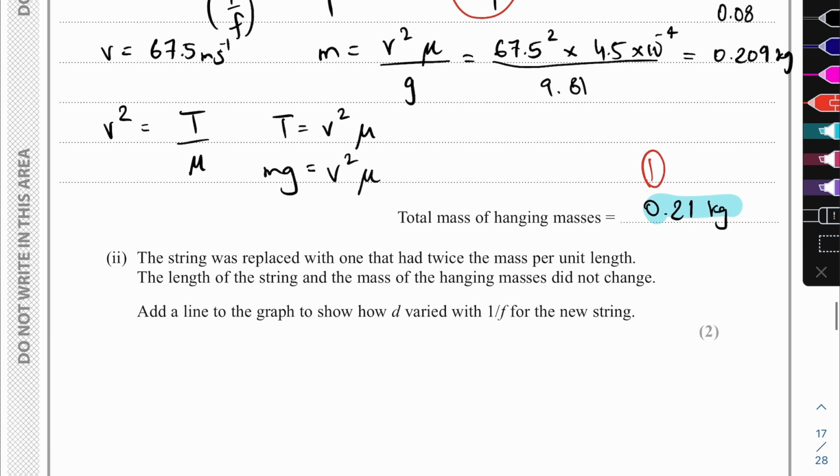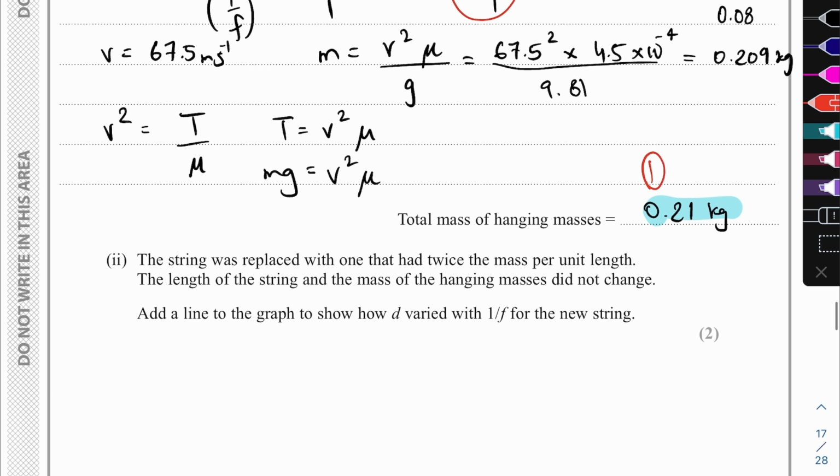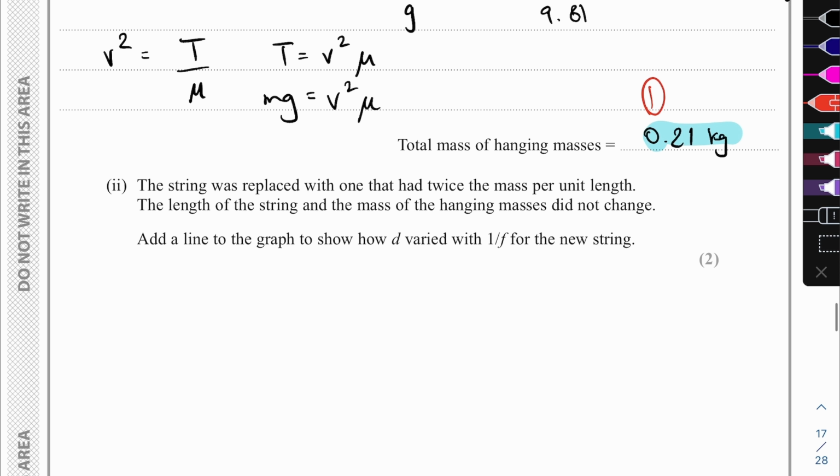Next, the string was replaced. So the string is now replaced with one that had twice of mu. The length of the string has not changed, so they're the same. Add a line to the graph to show how d varied with 1 over f. Now you would think that we are just going to draw it. No, we need to find out what the slope is going to look like.